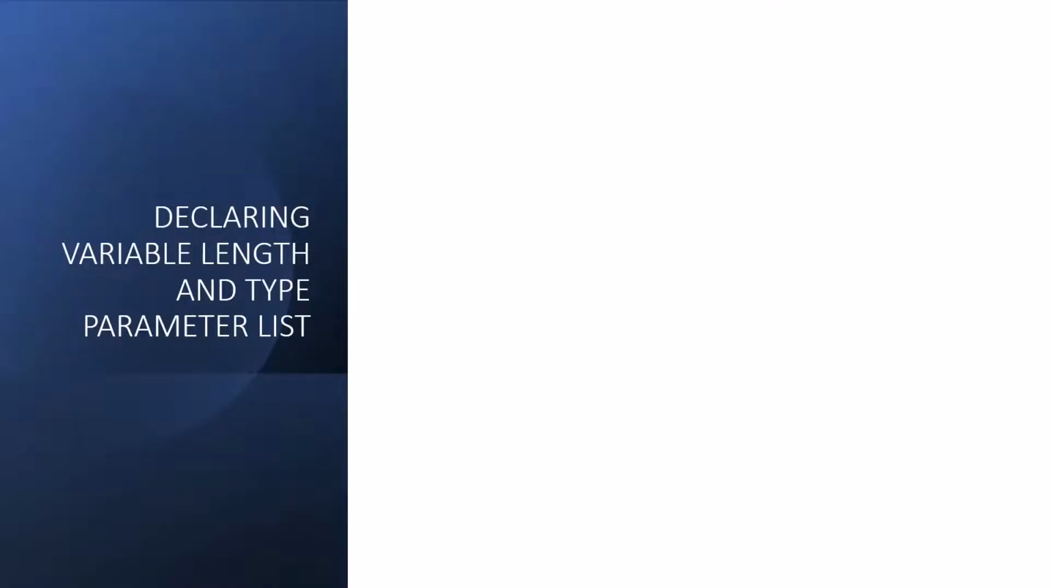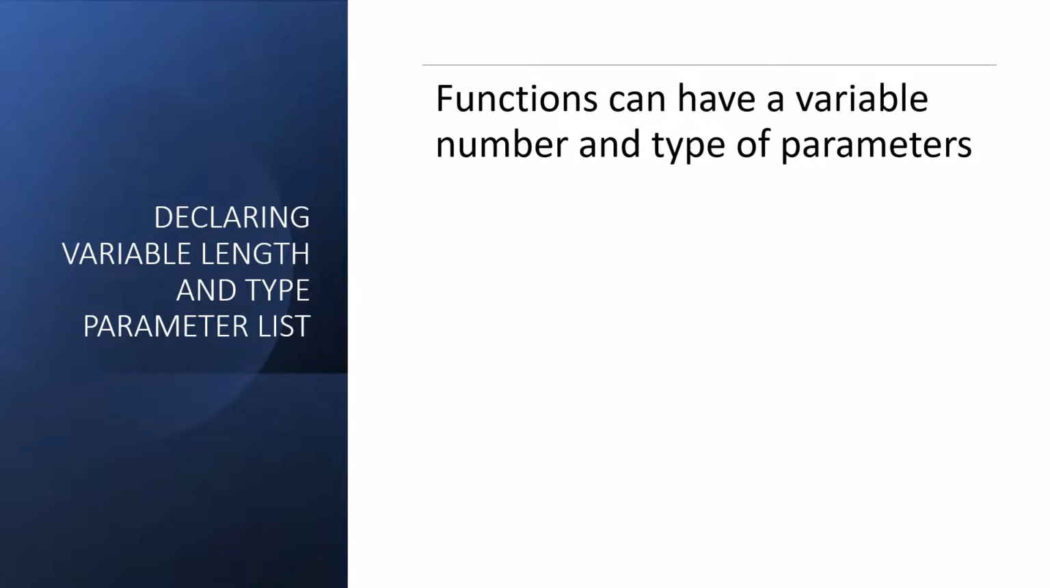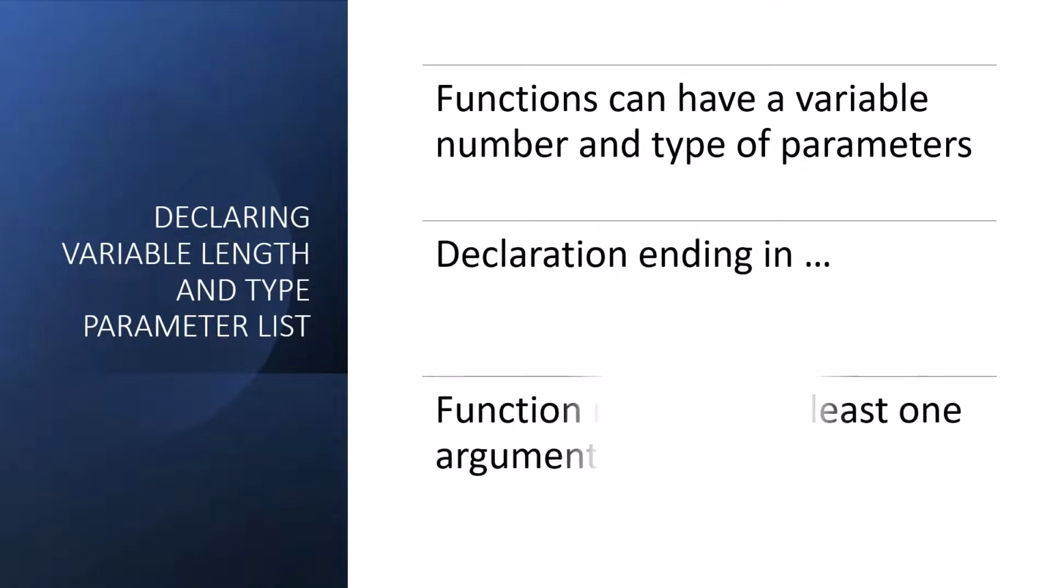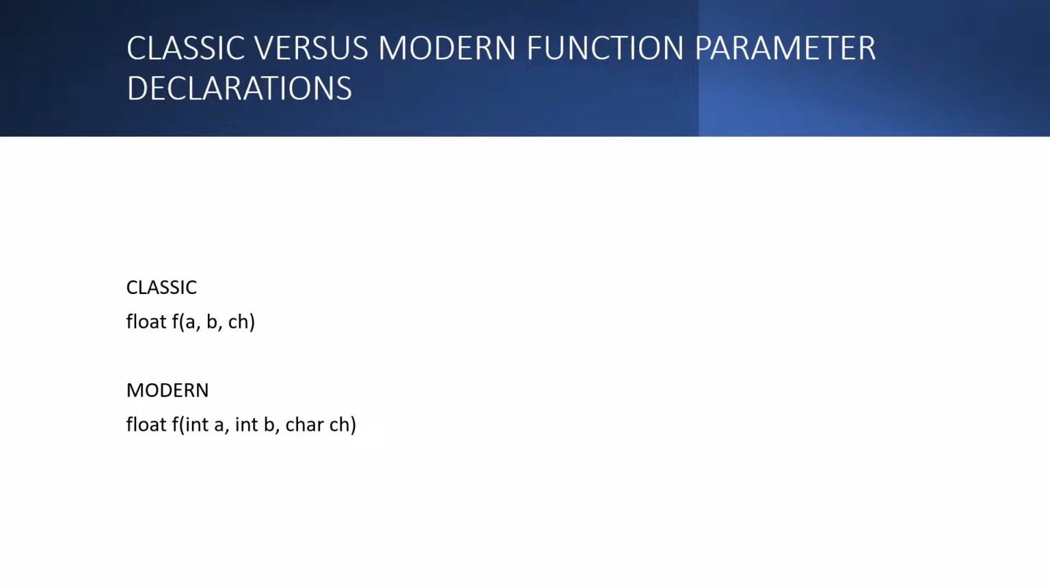Now coming to declaring variable length and type parameter list. Functions can have a variable number and type of parameters. The declaration would be something like this, ending in 3 dots. We're not going to be doing this today. This is again for future sessions. What's important is that the function must have at least one argument, right? To use those 3 dots.